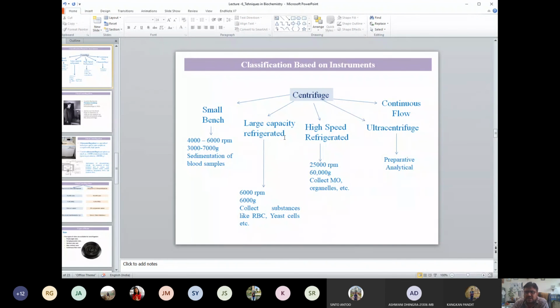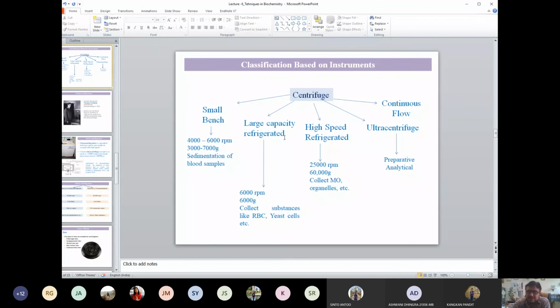Then there is another classification, that is the ultracentrifuge. In a subsequent slide, I'll tell you we have 2 further different classifications of ultracentrifuge. One is the preparative ultracentrifuge and the other is the analytical ultracentrifuge. The differences I'll show you in the next slide. Let me repeat once: I told you the ultracentrifuge has been further classified into 2 different types.